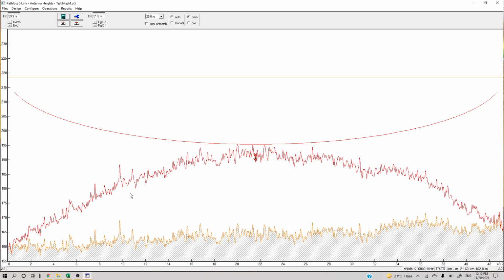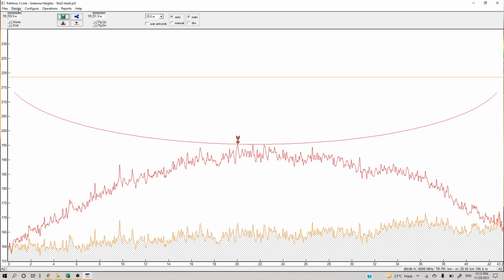At least, either it will not be working in the day or it will not be working in the night. It will be giving you all sorts of problems. The minimum antenna height suggested is this antenna height, 60 meters on one side and 50 meters on the other side.